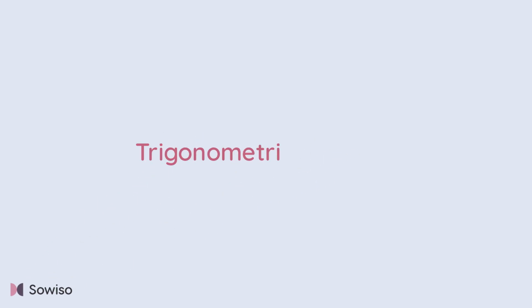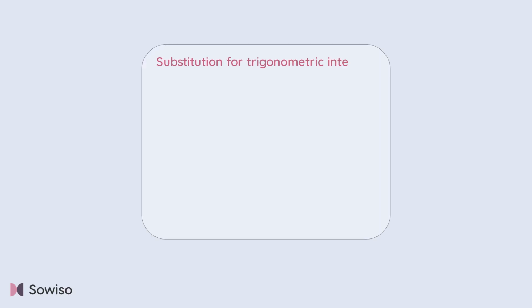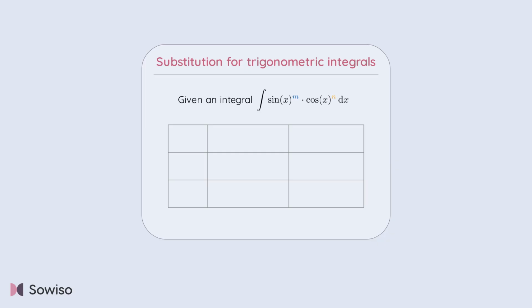In this video, we will show how to calculate trigonometric integrals using the substitution method. Given a trigonometric integral of the form sine of x to the power m times cosine of x to the power n dx, where m and n are integers greater or equal than 0, we can use the substitution method for integration the following way.